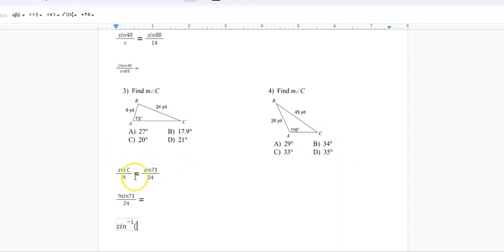You set it up like this, it gives you decimals, and then you put that into the inverse sine, and that gives you the angle. Okay, that's how you do 3 and 4.